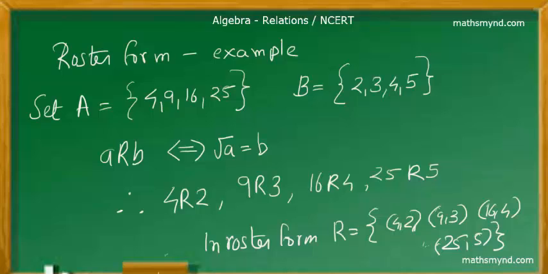So you can write the relation as 4R2, 9R3, 16R4, and 25R5. Or you can represent it in the ordered pairs as such by putting it in brackets. That's the way we do it in the roster form. That is R, the relation R consisting of the ordered pairs (4, 2), (9, 3), (16, 4), and (25, 5).